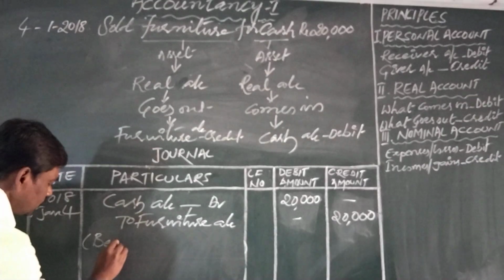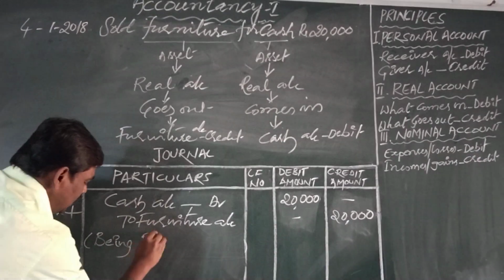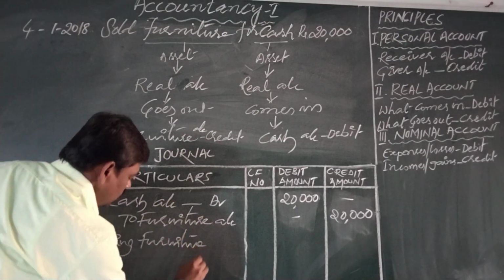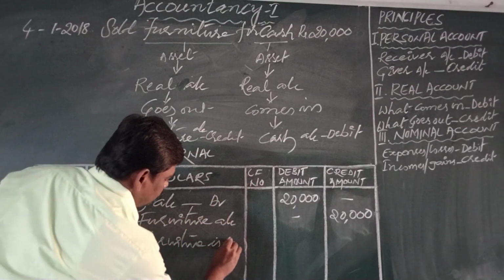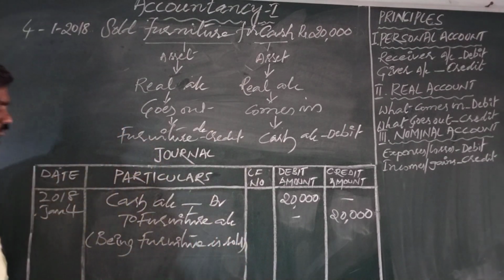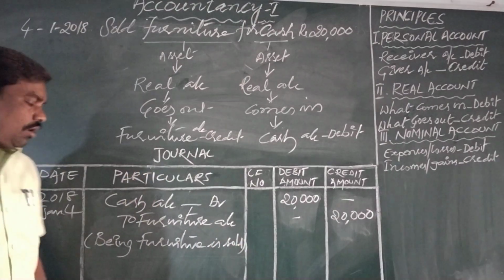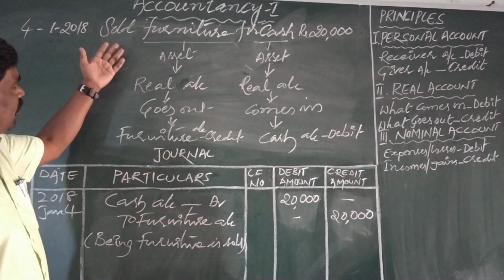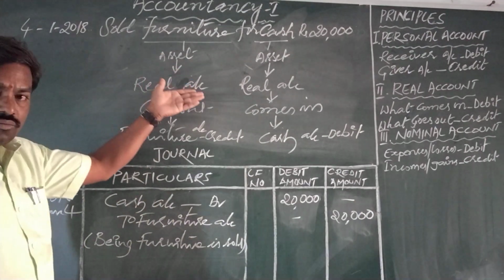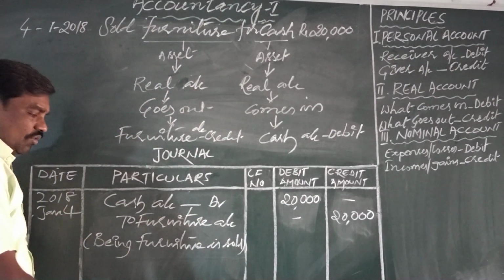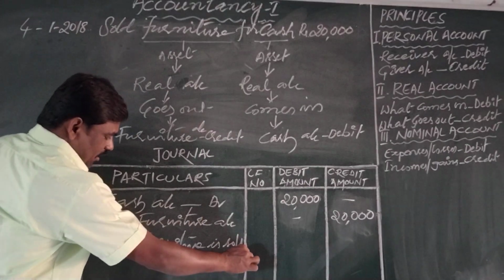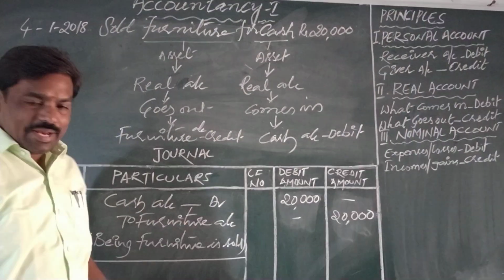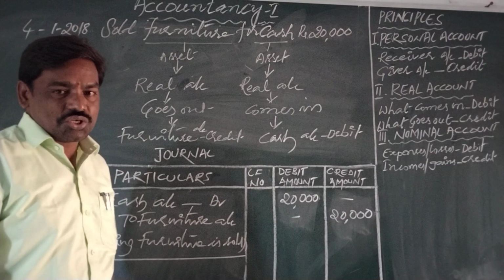Being furniture is sold, or being furniture sold. You wish. Or you can write sold the furniture. Being sold the furniture. Narration depends upon your way of thinking. You can write it. Okay. In this way, we can write the entry for the given transaction.